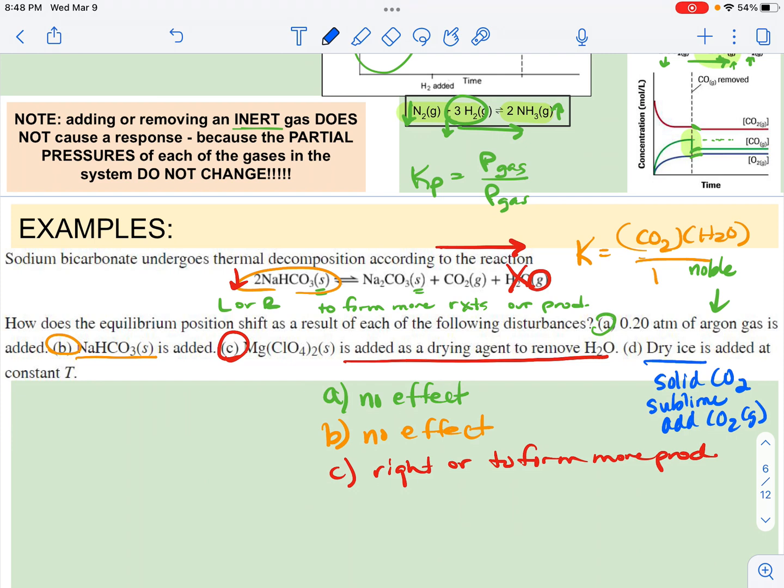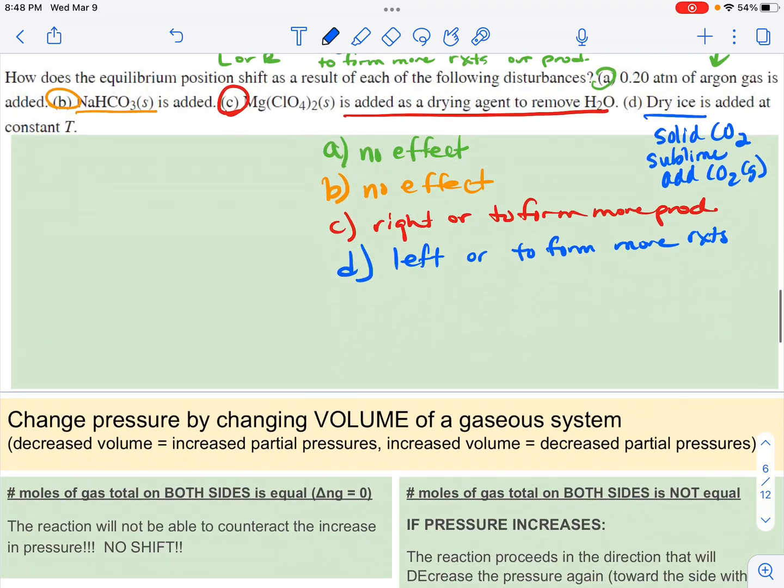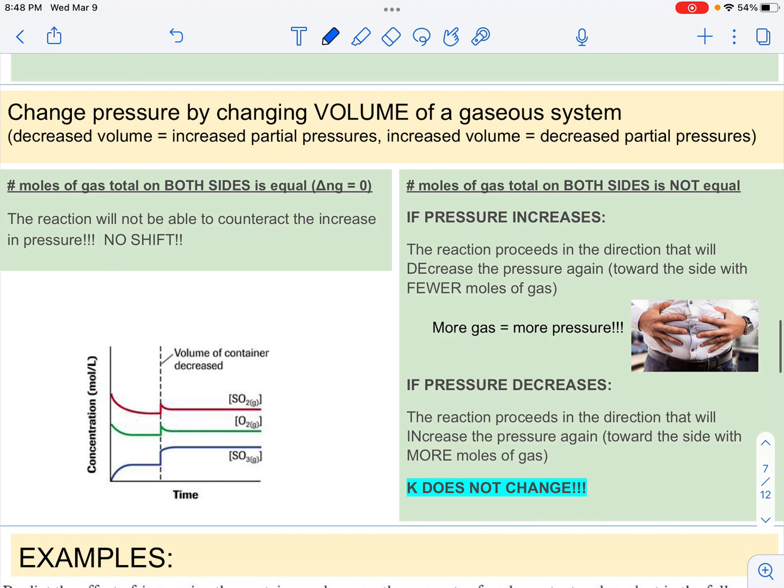So this means that I'm adding CO2, which means the reactant needs to use it up and bring it back down. So it's going to have to shift to the left. So for part D, we're going to shift to the left or to form more reactants. So that's how you cope with concentration or pressure changes because of adding or removing things that are a part of your reaction.